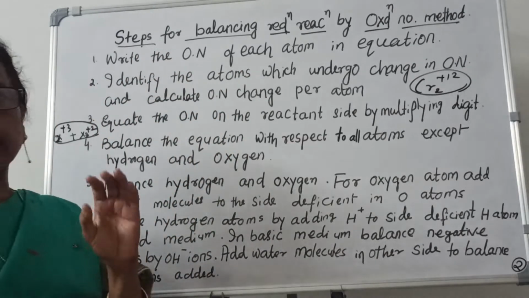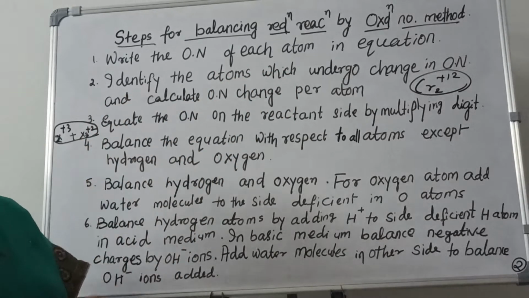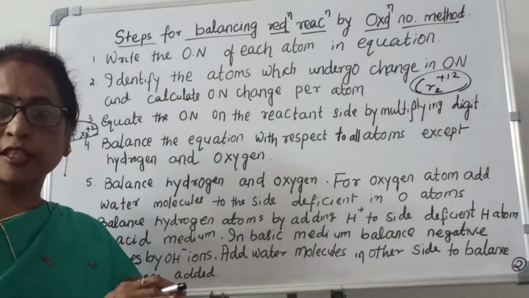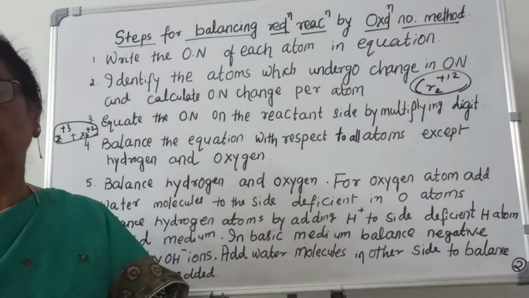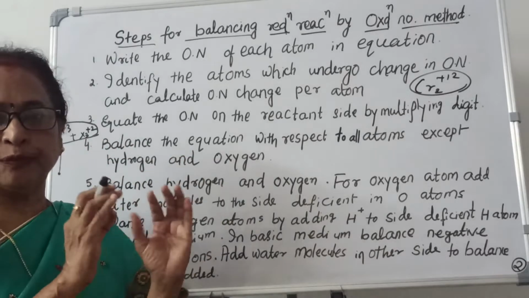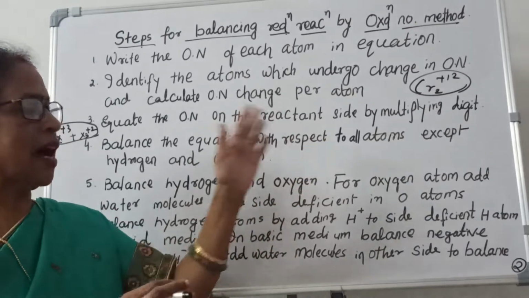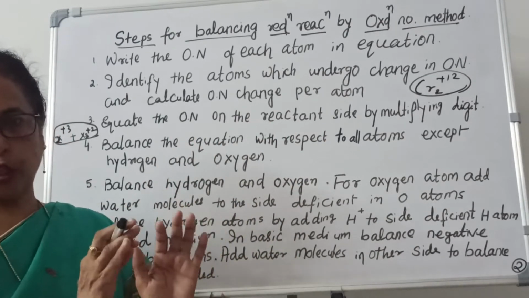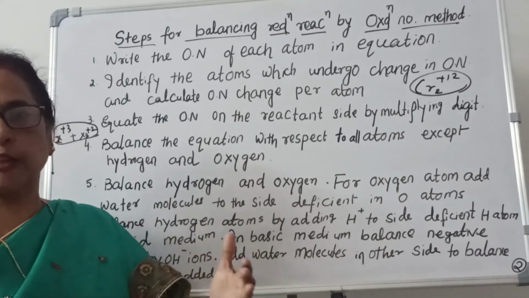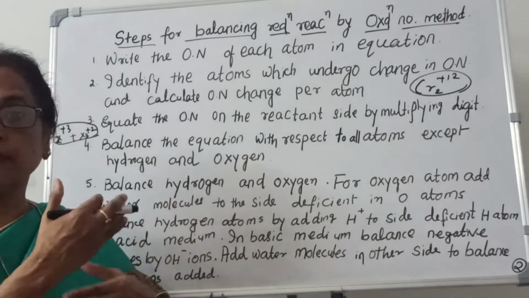equation. Then you find the atoms which undergo the oxidation change, and next calculate the oxidation change per atom. Third, equate the oxidation change on the reactant side by multiplying by a small digit, and then balance all the atoms on both sides, reactant and product, but leave hydrogen and oxygen; don't touch hydrogen and oxygen. Try to balance the other atoms, such as nitrogen, sulfur, chlorine. Then the last step is balancing hydrogen and oxygen.